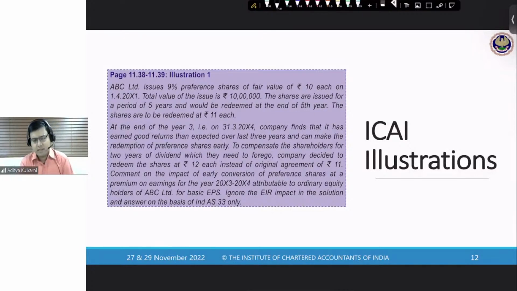We pick up the questions today relating to that early conversion, early redemption, because that was the last part which we had just ended with theory. So let us come to the illustrations from your module.